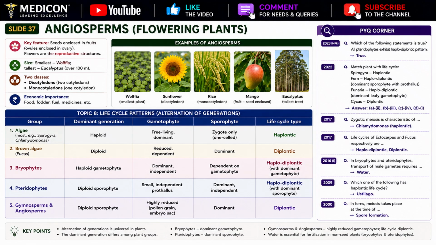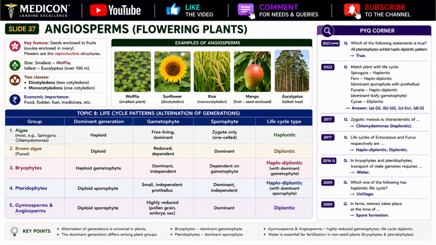Sporophyte: the zygote is only one-celled in algae, dominant in brown algae, dependent on the gametophyte in bryophytes, dominant and independent in the pteridophytes, and dominant in gymnosperms and angiosperms. Life cycle type is haplontic in algae, diplontic in brown algae, haplodiplontic in bryophytes, haplodiplontic with dominant sporophyte in pteridophytes, and diplontic in gymnosperms and angiosperms.